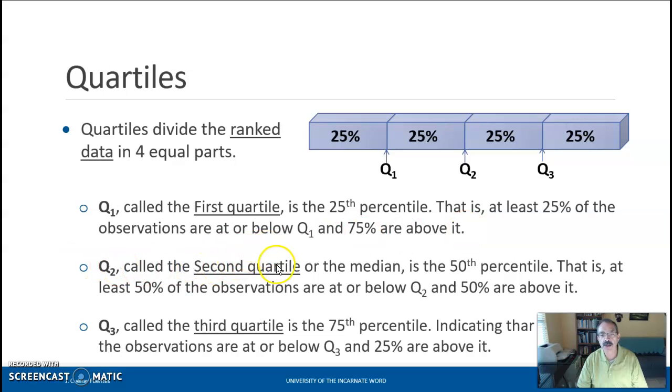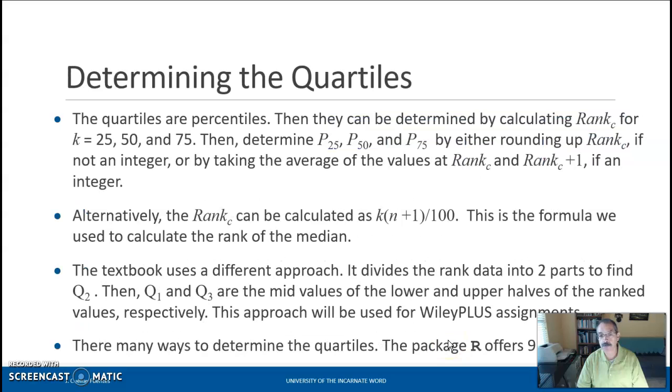Q2 is called the second quartile, and it is the median or the 50th percentile. That is, at least 50% of the observations are at or below Q2, and 50% are above it. Q3 is called the third quartile, and it is the 75th percentile, indicating that at least 75% of the observations are at or below Q3, and 25% are above it.